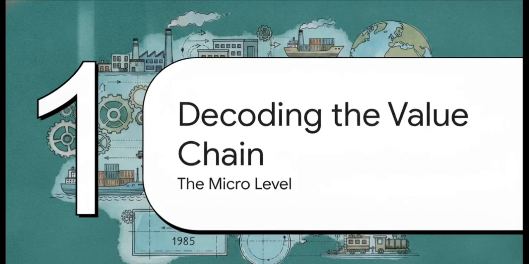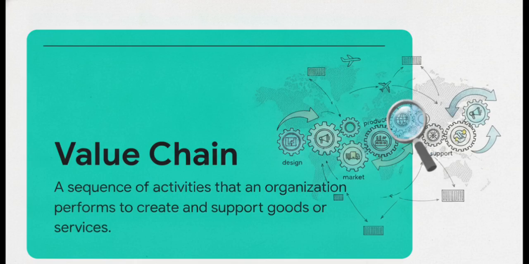Section 1. Decoding the value chain, the micro level. Okay, to understand the whole global economy, we actually need to start super small. We're going way back to 1985, to a foundational concept famously introduced by Michael Porter called the value chain. Think of it as a specific sequence of activities an organization performs to design, produce, market, deliver, and support its goods. The big takeaway here, the whole is absolutely greater than the sum of its parts. Because at every single step of this sequence, a little bit more value is actively added to the product.